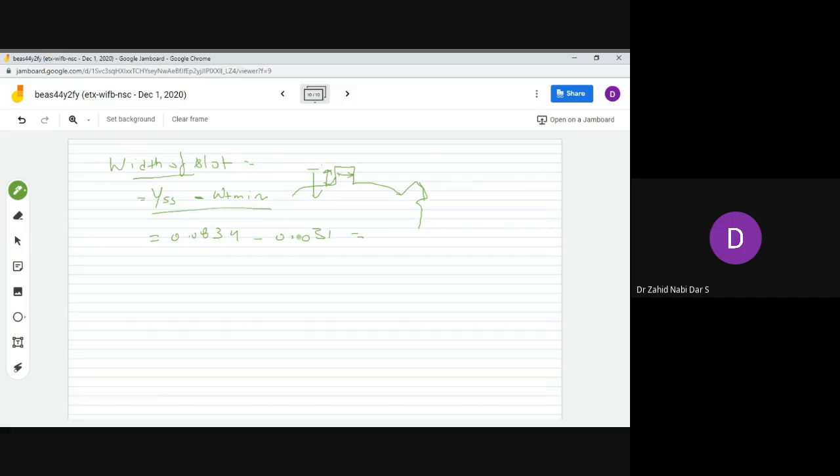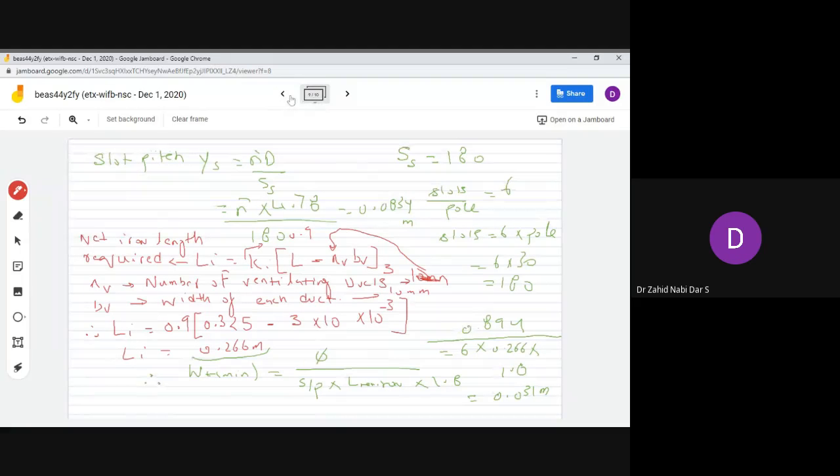So this would be the width of the slot, that is 0.0524 meter. This can also be told as the maximum width of the slot that is present. So this is equal to ws max, and this is 0.0524 meter. Now if you carefully look at my previous examples and cases, you will be able to follow it.